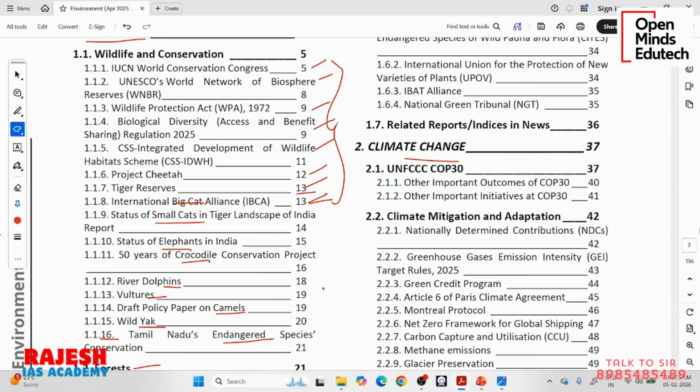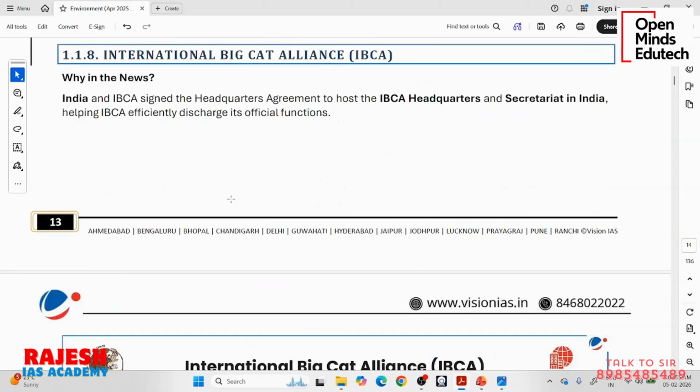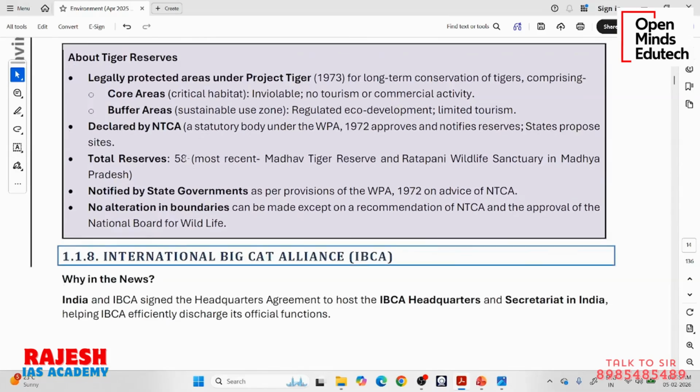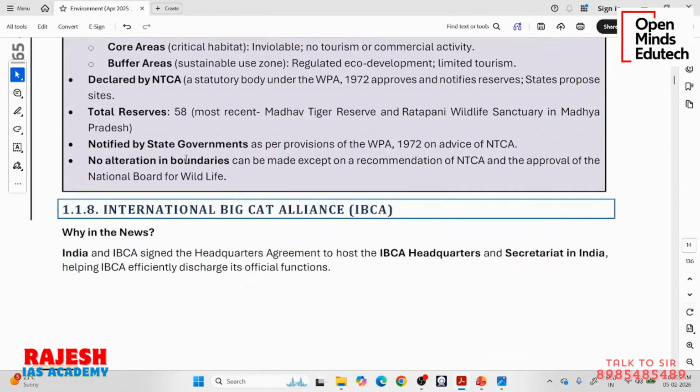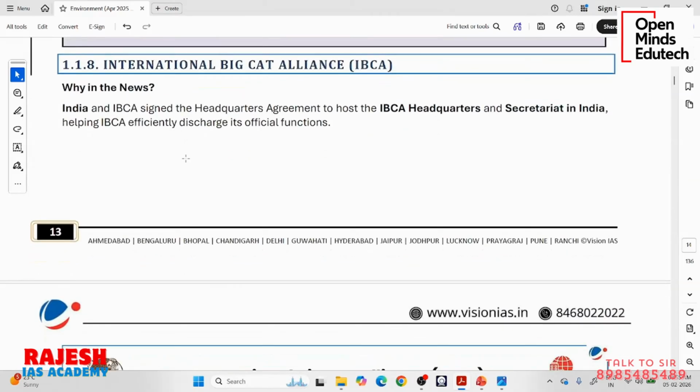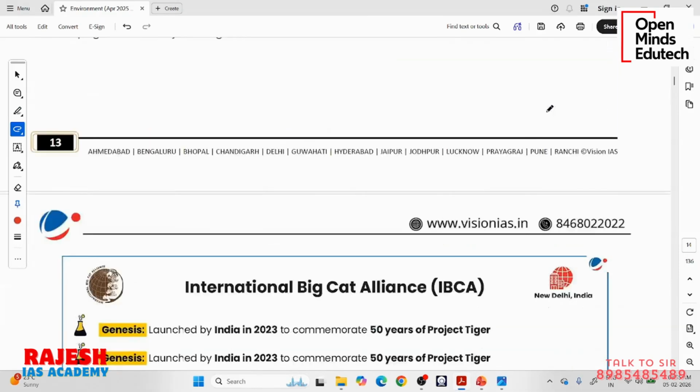So let us start with our PT365. Till here, till tiger reserves, we have completed. Now let us see this International Big Cat Alliance. India and the International Big Cat Alliance signed the headquarters agreement to host the International Big Cat Alliance headquarters and secretariat in India. Okay, so what is this Big Cat Alliance?